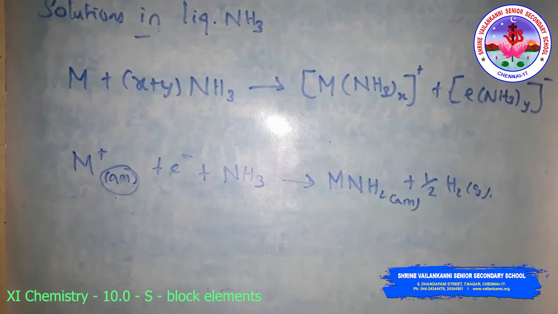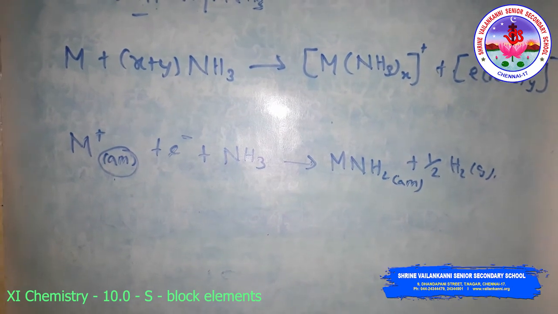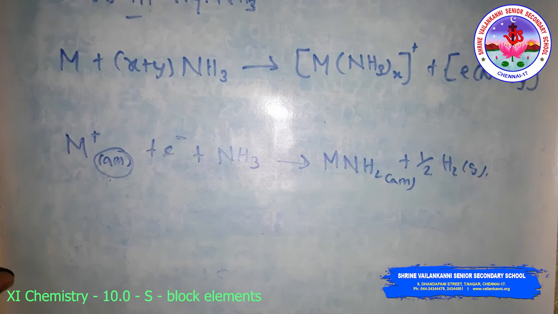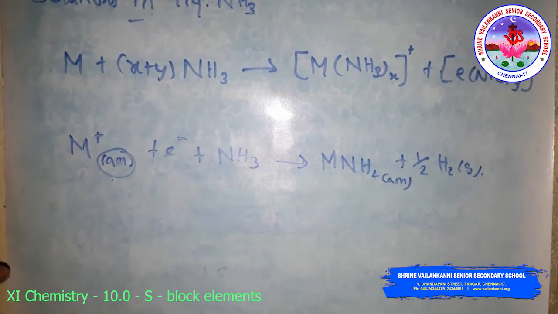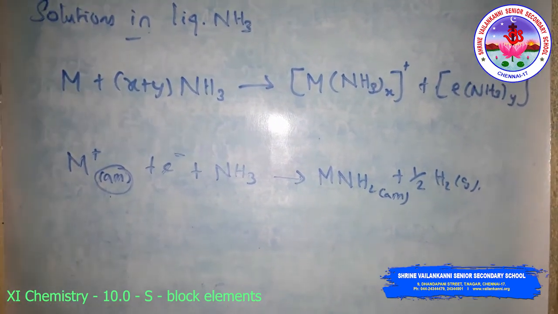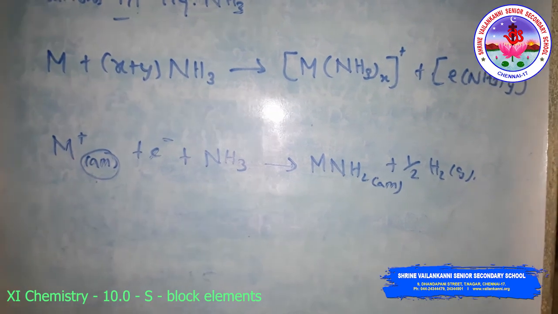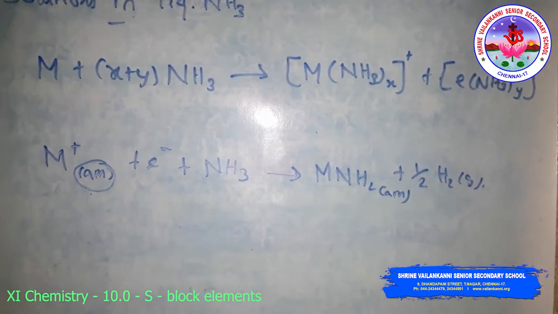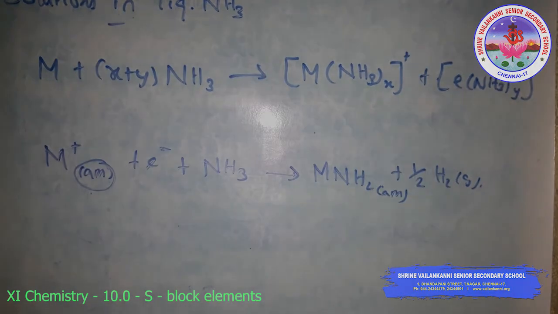Then the uses of these metals: lithium metal is used to make useful alloys, and the aluminum alloys are used in aircraft parts, magnesium in armor plates, like this. Many uses are there. Next is the general characteristics of the compounds of the alkali metals. We will see.